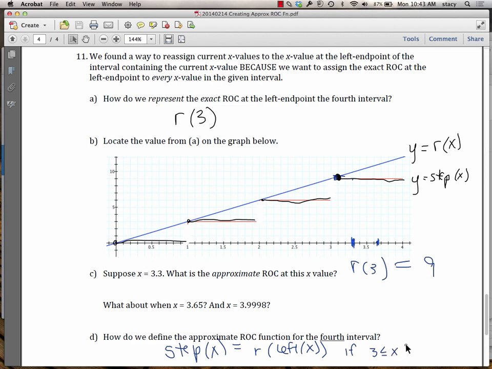3.001. How about 3? No, because that falls back onto 2. Does it? So if I try to evaluate what is left of 3.